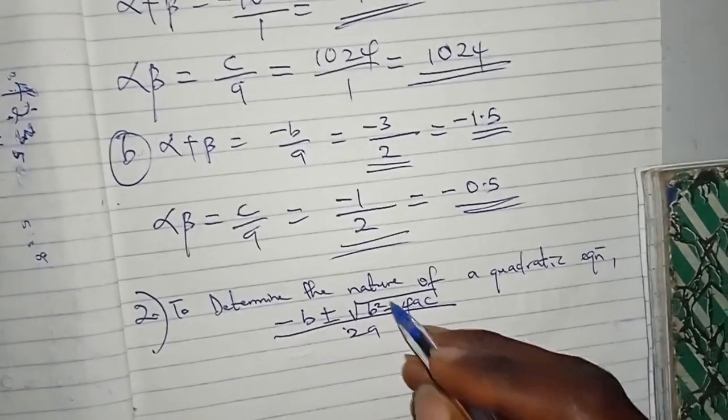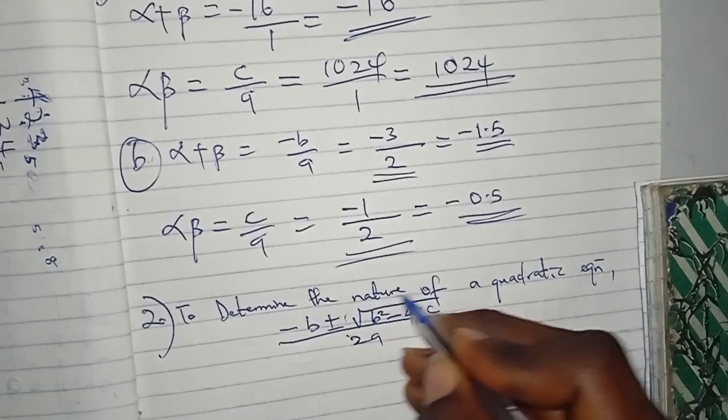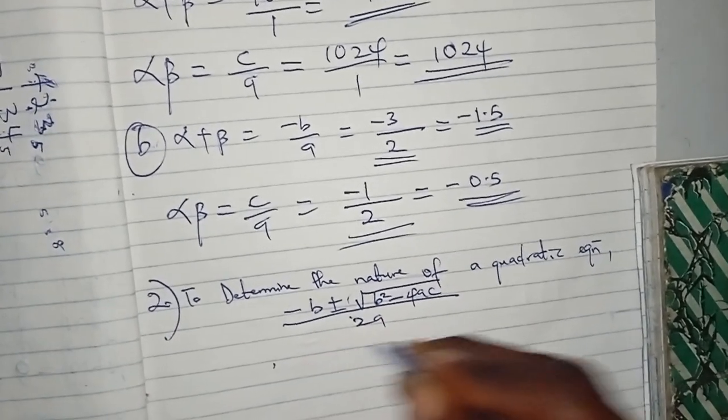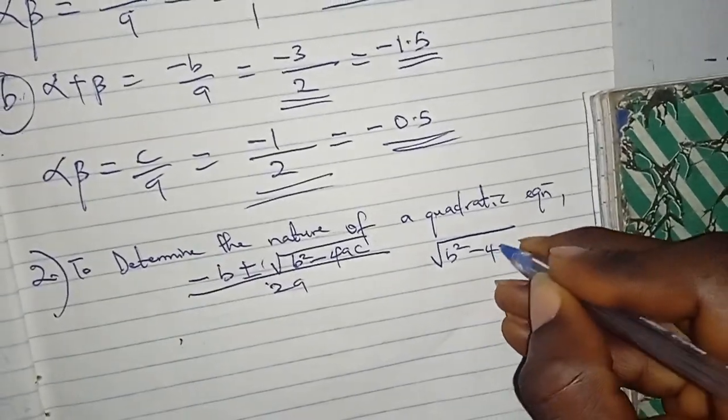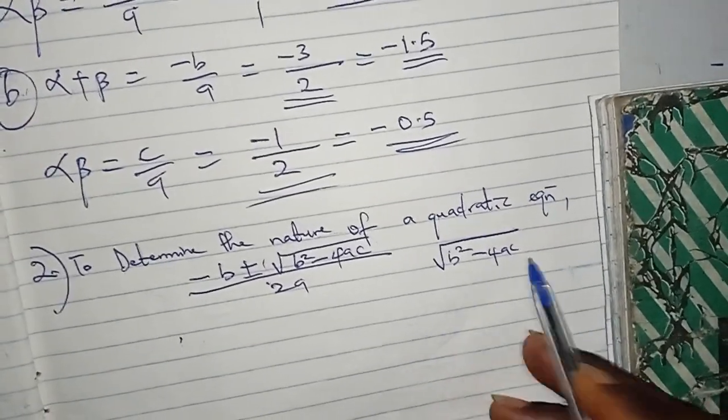So we use this equation, and what we normally take is the discriminant. This thing you see here that we have under the root, b squared minus 4ac, this thing is called the discriminant.